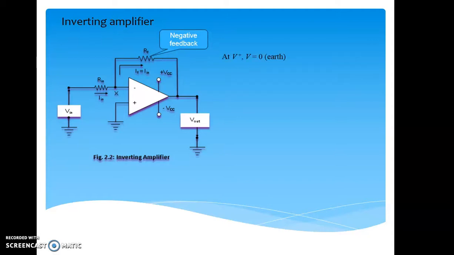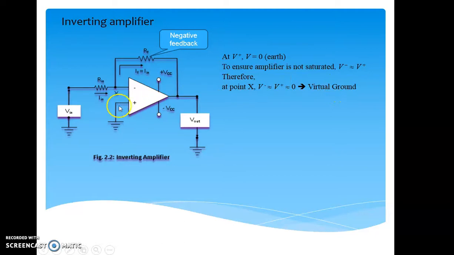Now here we will use the concept of virtual ground. We know that the voltage at the non-inverting terminal, V plus, is equal to 0 as it is connected to the earth. To ensure the amplifier does not get saturated, the voltages at the inverting and non-inverting terminals are nearly the same. Since the voltage at the non-inverting terminal is 0, the voltage at the inverting terminal is also equal to 0, and this we call a virtual ground.